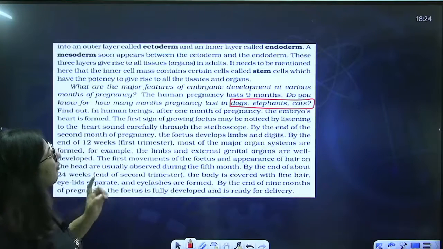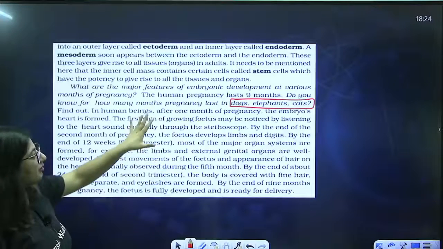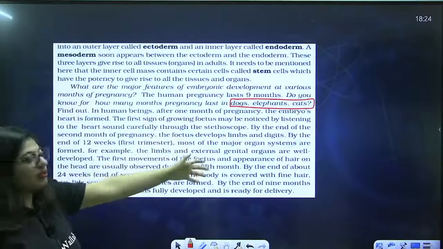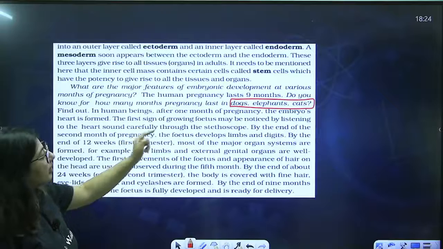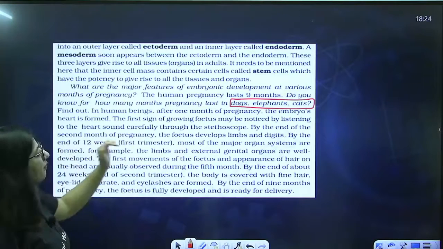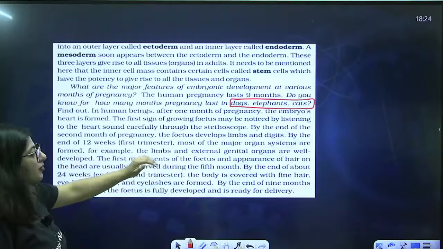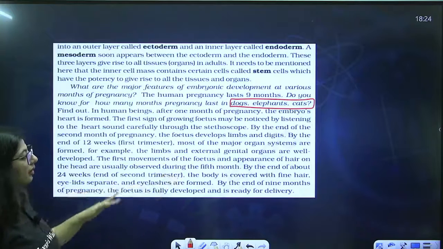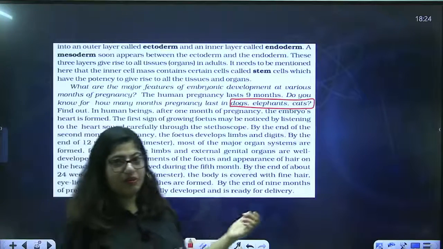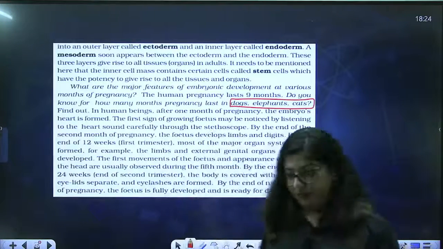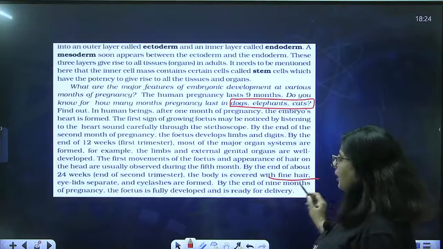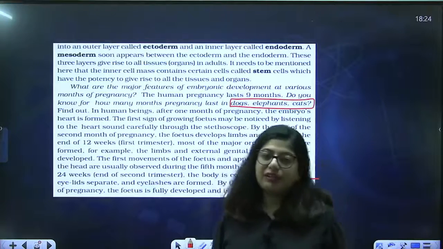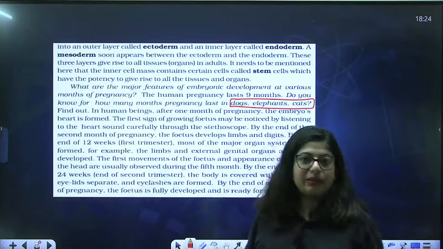In human beings, this is all we have read. After 1 month, the baby's heart will be formed, and by the end of the 2nd month, limbs and digits. By 12 weeks, the 1st trimester, major organs. In the 5th month, the baby will move and have hair. At the end of 24 weeks or the 2nd trimester, the baby will open the eyelids, and the body will have fine hair, and in the last month there will be parturition.